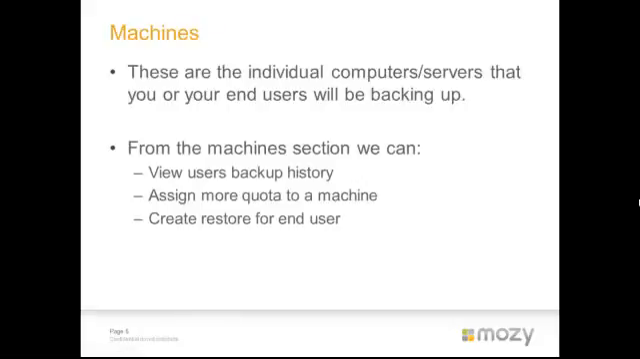Going through some of the resources sections. Machines are obviously the individual computers and servers that you or your end users will be backing up. From the machine section, you can control how much quota you assign to a user's machine. You can view their brief backup history of their machine. You can also create restores for your end users if needs be. We'll go through all these sections at the end of this slide deck in an example.